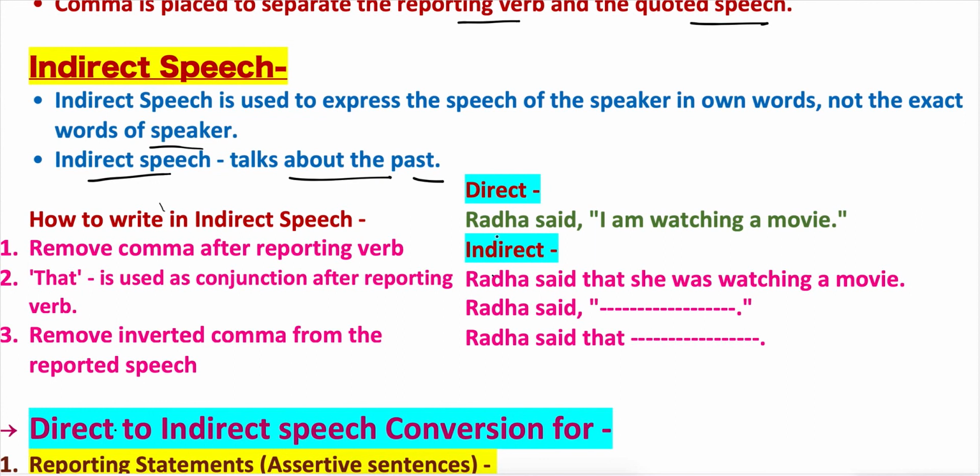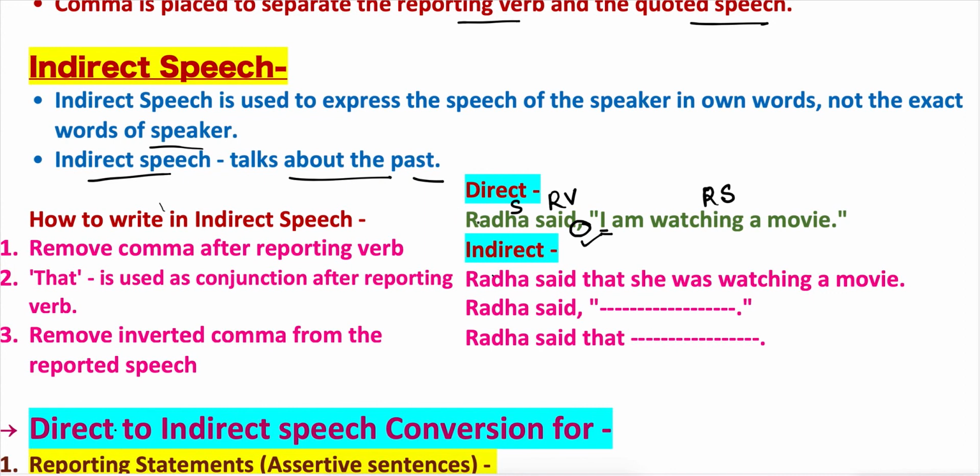First, in direct speech, we have the speaker, reporting verb, and the reported speech. So, for writing in indirect format, what do we have to do? First, we have to remove the comma. Second, whatever rules we followed for writing in the direct speech format, we have to remove for the indirect format. The direct speech format rule says we have to put a comma after the reporting verb and the reported speech. Second, the first letter of the reported speech should be in capital letter.